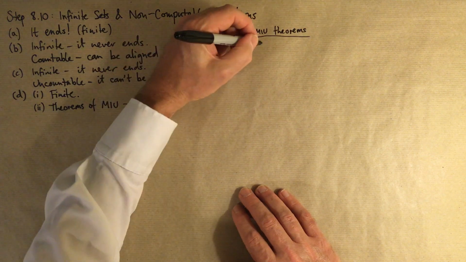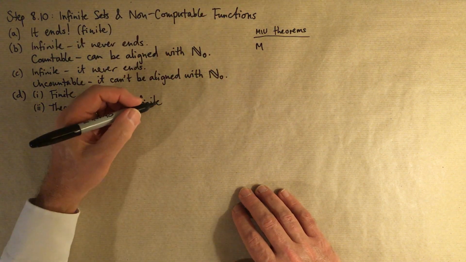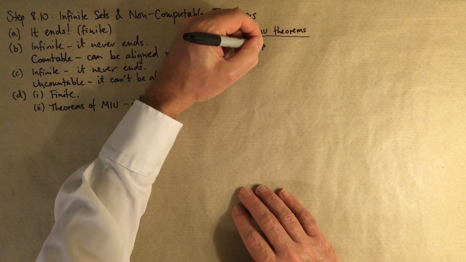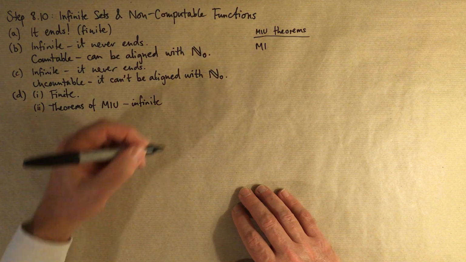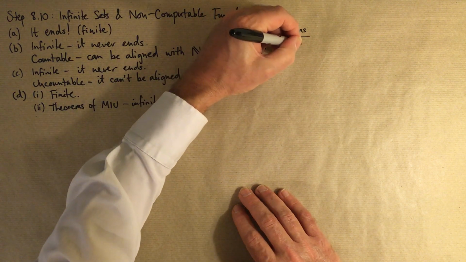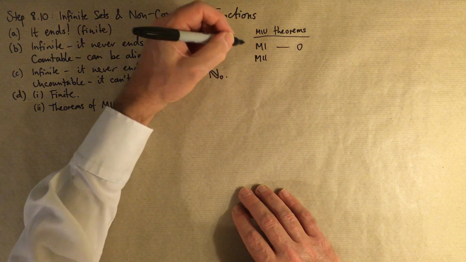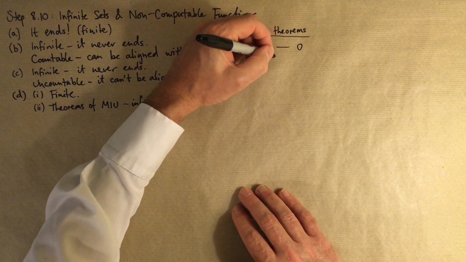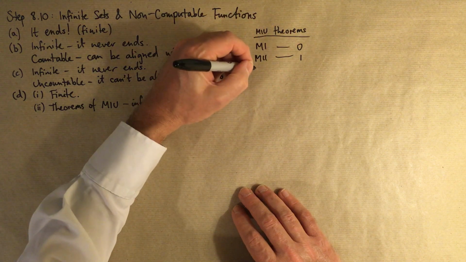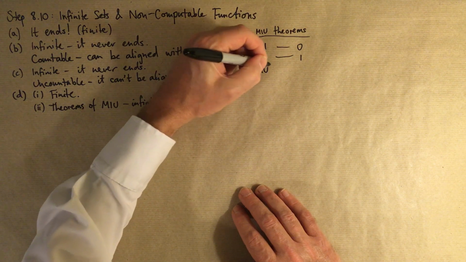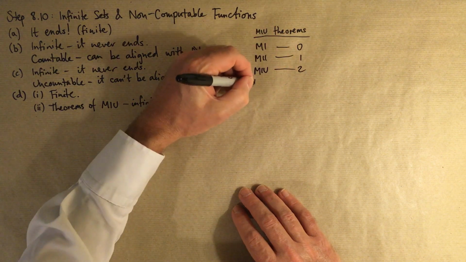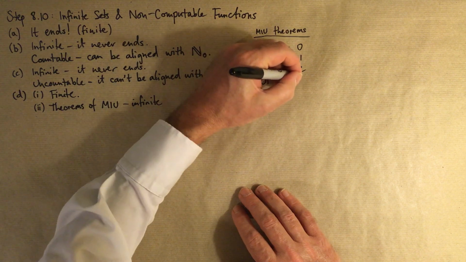Let's think of a mapping. Well, the shortest MIU theorem, if you remember, is MI. That's the axiom. Let's call that number 0. Then you'll remember that MII is also a theorem. Let's call that number 1. MIU is a theorem, that can be number 2, MUI, number 3.